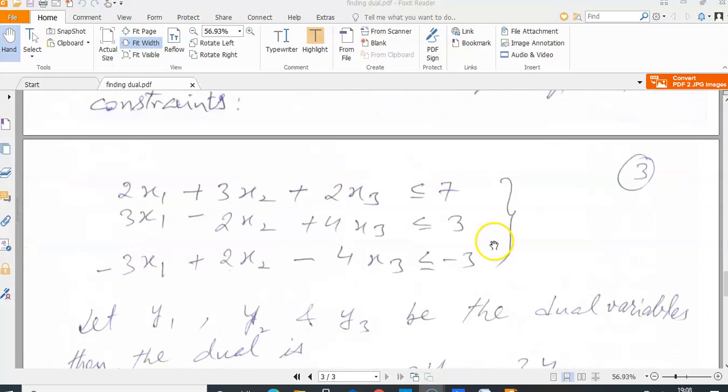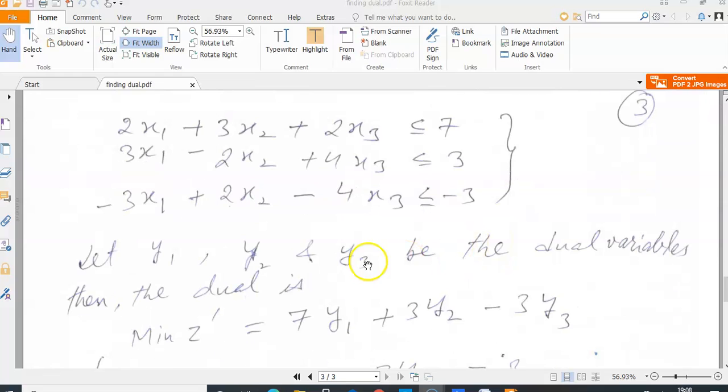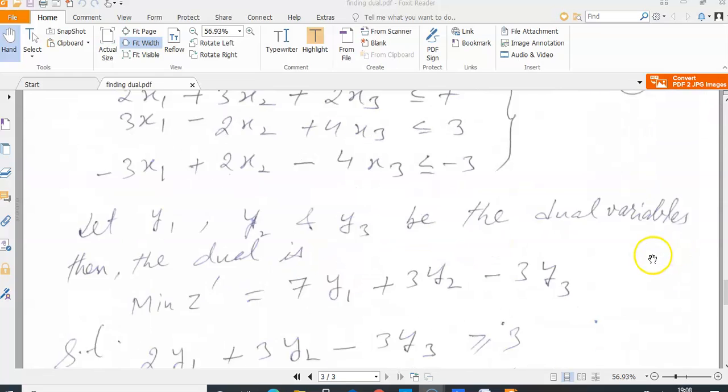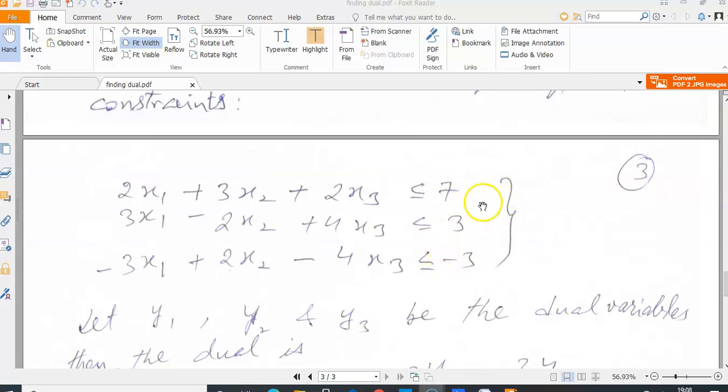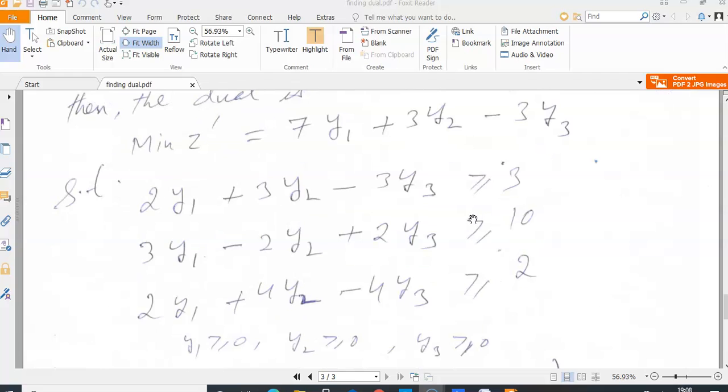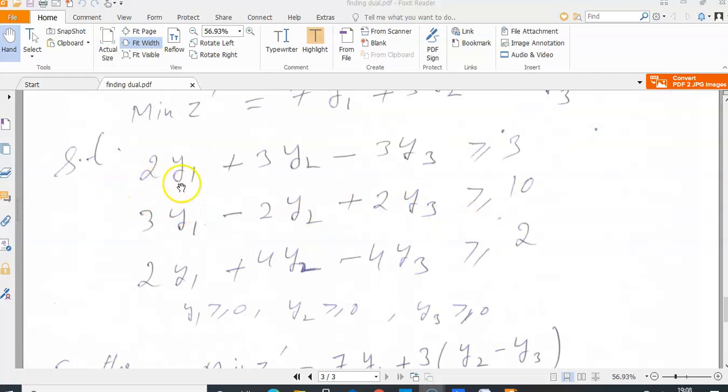So now we can find out the dual. Let y1, y2, y3 be the dual variables, then minimization of z dash is equal to 7y1 plus 3y2 minus 3y3. So 7, 3 and minus 3 are coming from the right hand side of the primal constraints. And in a similar way we can write the constraints. The columns become rows. Like this, we can write all these now in the dual.